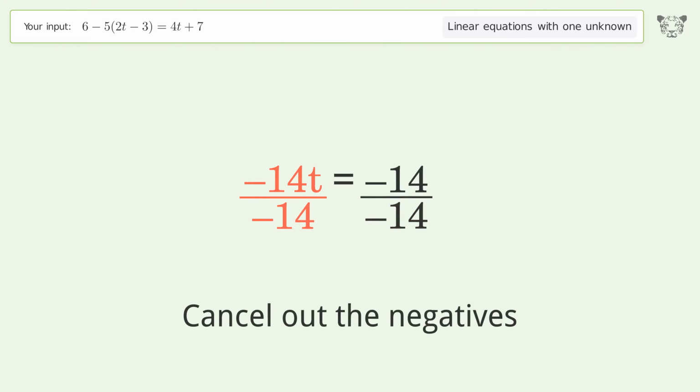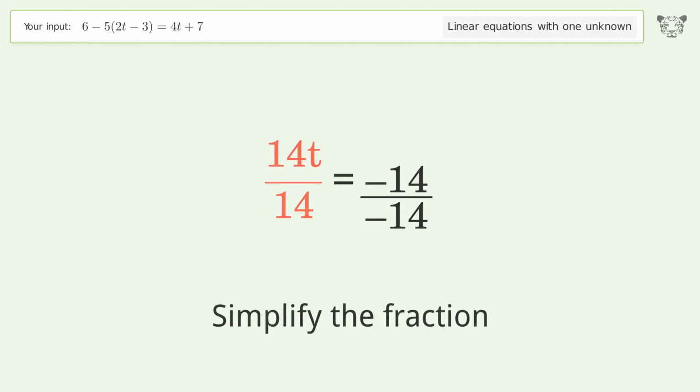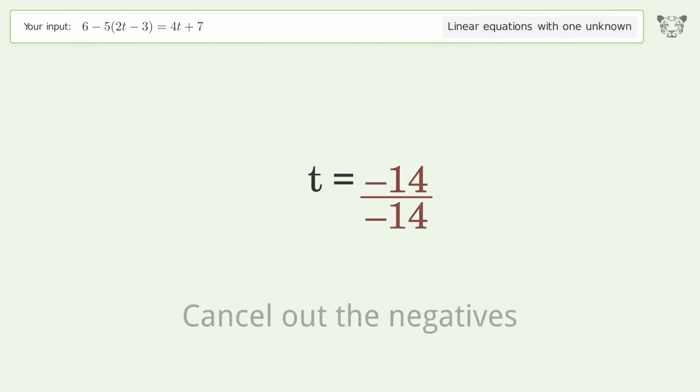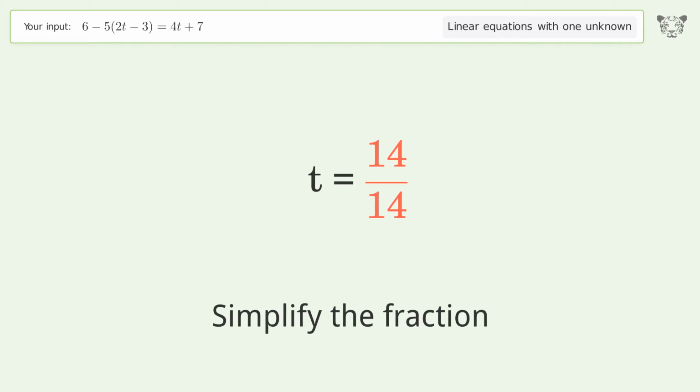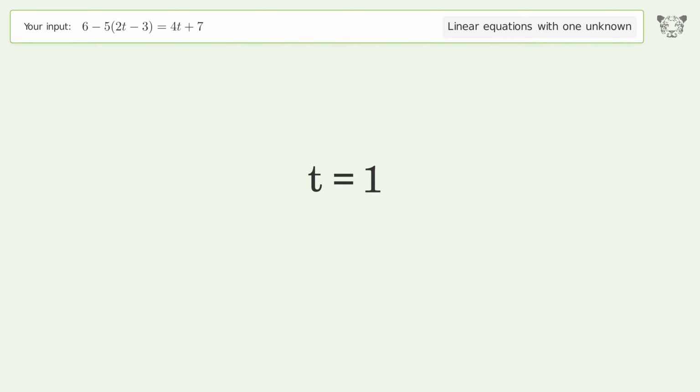Cancel out the negatives. Simplify the fraction. Cancel out the negatives. Simplify the fraction. And so the final result is t equals 1.